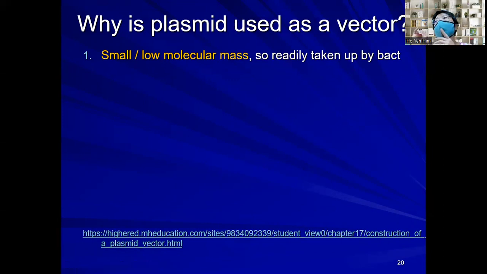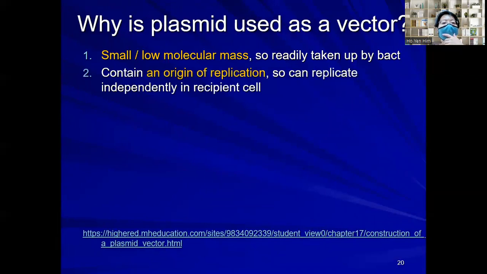Because you have to pass through the cell wall and the cell membrane. So if you want to transfer from one cell to another different cell, it has to pass through the cell wall and pass through the membrane. The smaller, the better, the easier, right? Okay. Now, it contains an origin of replication.